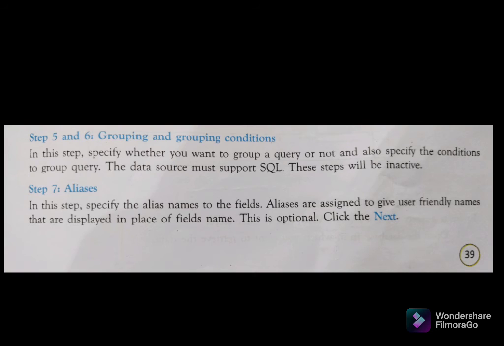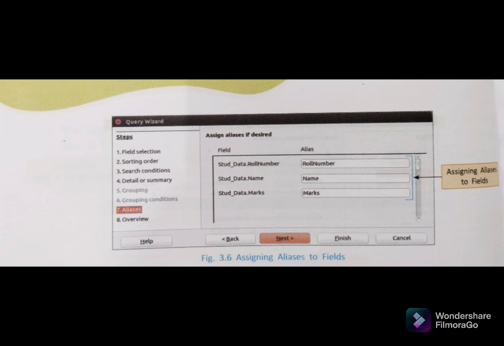This is optional, and if you wish you can do it. Then click the next button. The aliases step is shown in Figure 3.6, assigning aliases to fields.